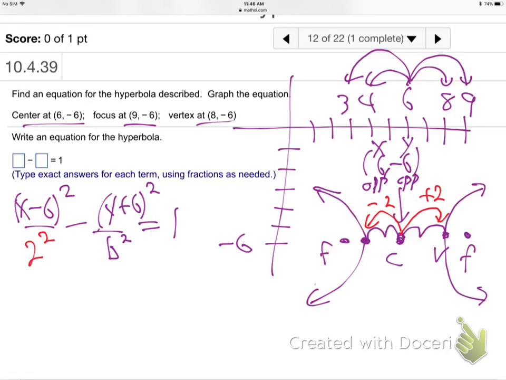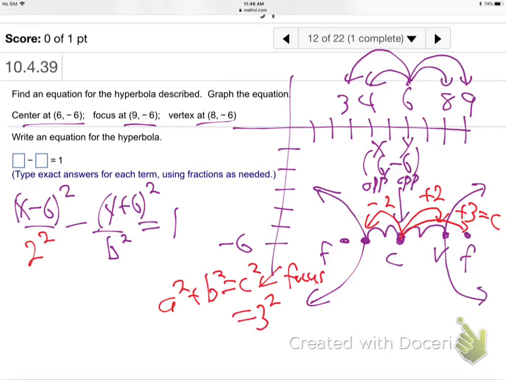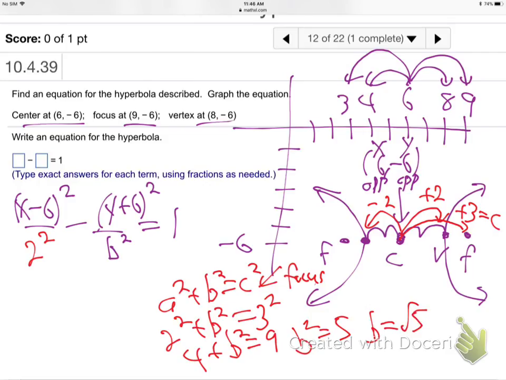How are we going to get B? The Pythagorean Theorem. Because we know this is 3 for C, huh? How far to the focus? So A squared plus B squared is C squared. That's always the focus. So C is 3 squared. 2 squared plus B squared is 3 squared. 4 plus B squared is 9. B squared is 5. B is the root of 5. So B squared is root 5 squared. In other words, it's just going to be 5 there, huh? There's the equation. We got it. All right, we're out of time.